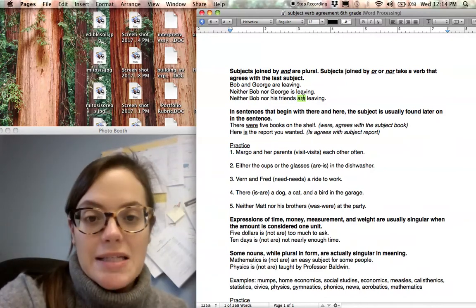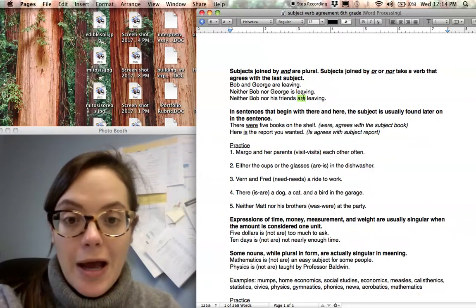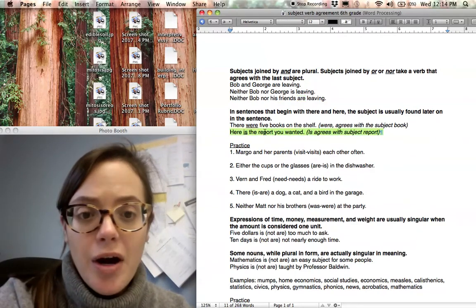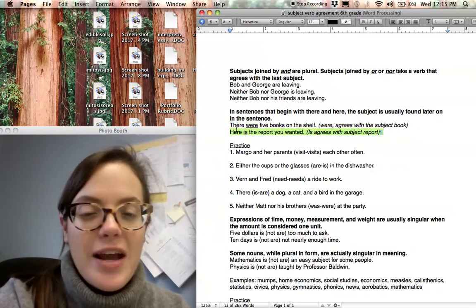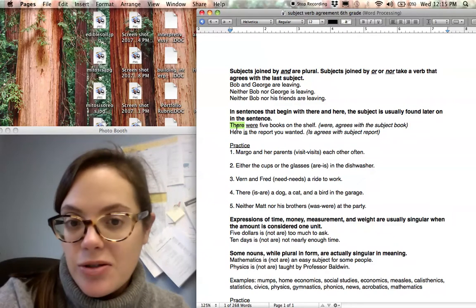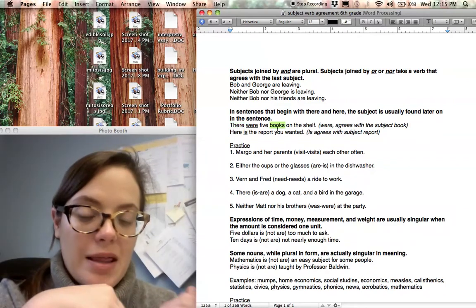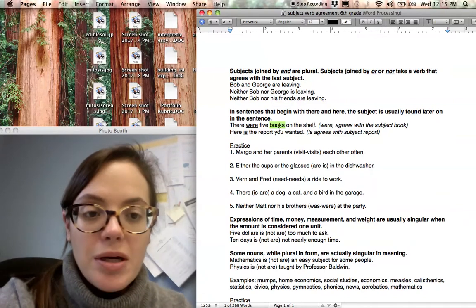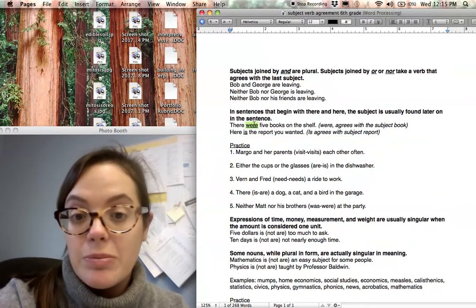Now, in sentences that begin with there and here, we're going to have to look later on in the sentence to figure out whether we want a singular or a plural verb. So, there were 5 books on the shelf. Here, there isn't actually my subject. My subject is books, which is what there is referring to. That's what is there. Now, books is plural, so I want to choose the verb were, because that is also plural.